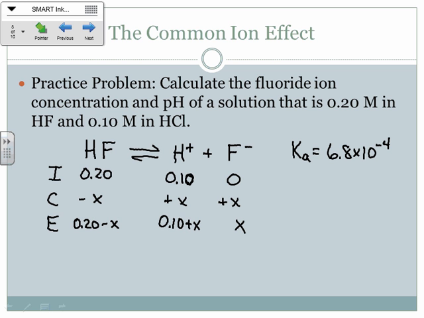I don't know for sure if we can use a simplifying assumption on this one. I'm going to do it, and then we might have to check ourselves at the end to make sure, because that's a fairly high Ka value for a weak acid, but we'll see. All right, so then you plug all this in. 6.8 times 10 to the negative fourth is equal to 0.1 times X divided by 0.2. And then you just work all that out, and you should get your X value.